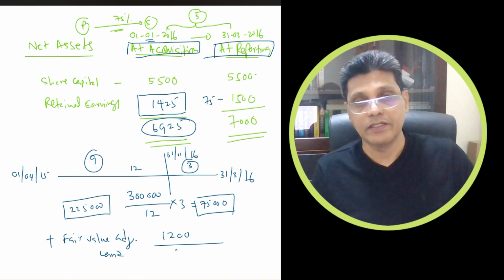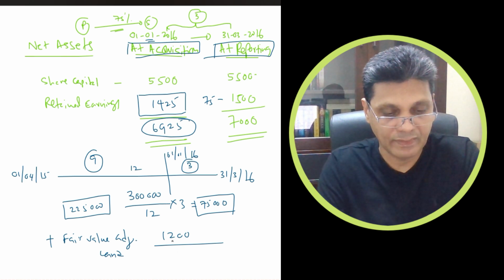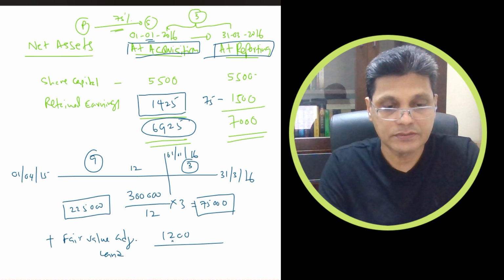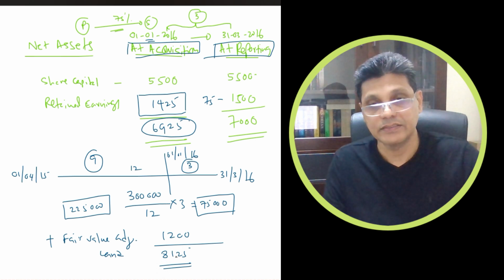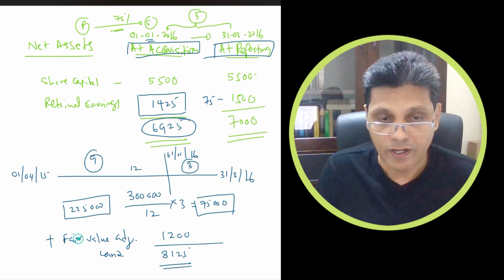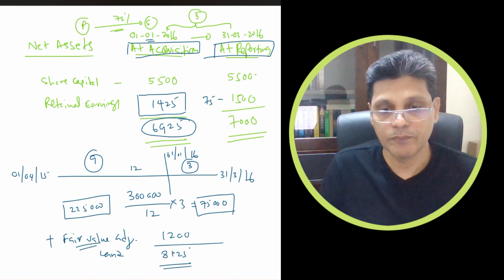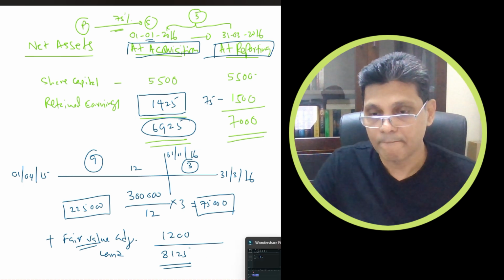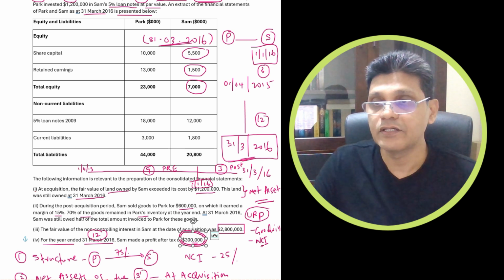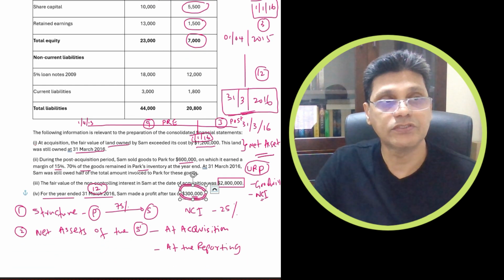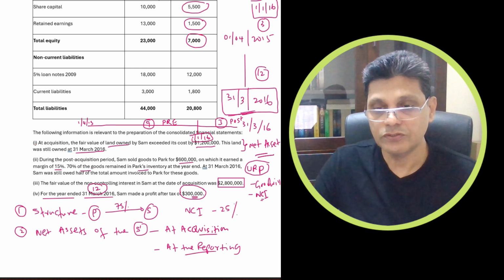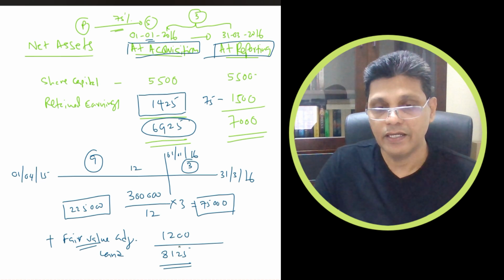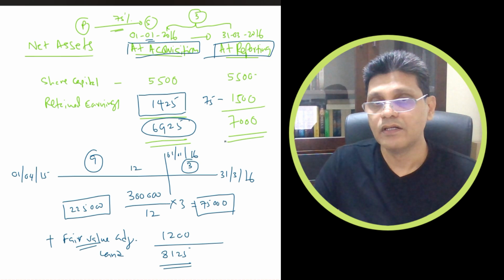How much? 1,200,000. So if you add 6,925,000 plus 1.2 million, that amount will be how much? It's going to be 8,125,000. This is going to be the net assets at the time of acquisition, because you need to do the fair value adjustment to the net assets. So this will be the total net assets. Now we identified, as I told you, the second step is to identify the net assets at the time of acquisition as well as at the reporting date. That we already identified: at the time of acquisition, 8,125,000 after fair value adjustment, and 7 million at the reporting date, as given in the balance sheet.